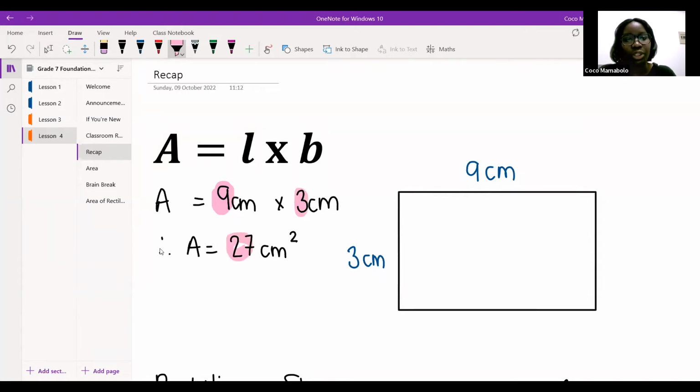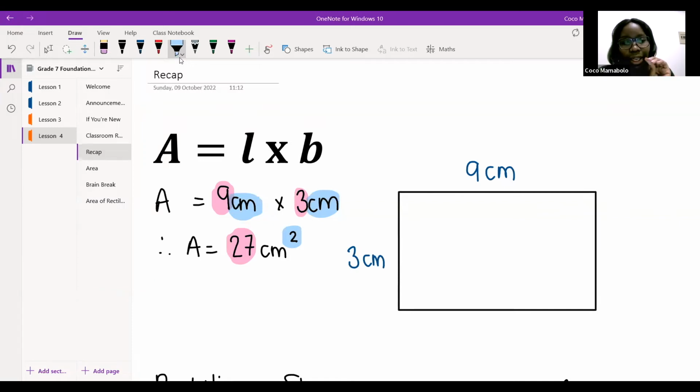Yes, Nokwezi, we're going to be doing conversion in the last lesson. Okay. 9 times 3 will give me 27. And what I'm actually saying here is centimeter times centimeter gives me centimeters squared. Okay. I need you guys to remember that squared.